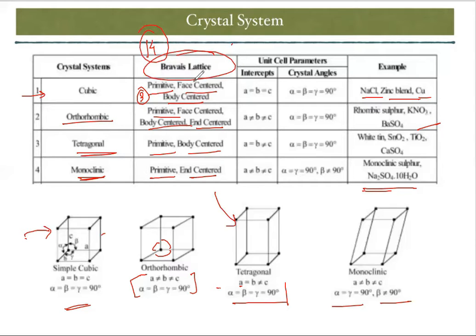So how many Bravais lattices are possible so far in this picture? 1, 2, 3, again 4, 5, 6, 7, 8, 9, 10, 11. So you remember here it is 11. In the next picture, we will see the next part.